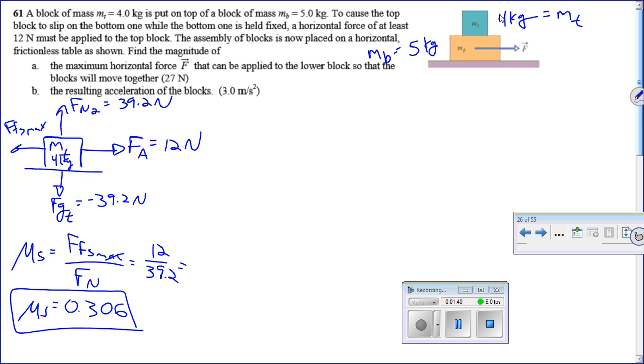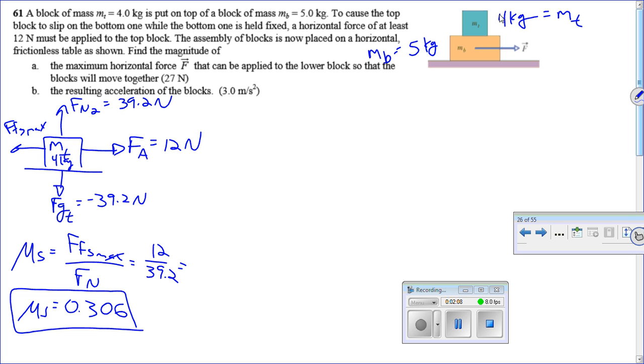All right. Now, it says the assembly of blocks is now placed on a horizontal frictionless table as shown. Find the magnitude of, you know what, I think I'm remembering that we didn't even need that coefficient of friction. Yeah, you don't even need that. I did extra work. There you go, you learned for free. All right, so question A says, what's the maximum horizontal force F that can be applied to the lower block so that the blocks will move together?